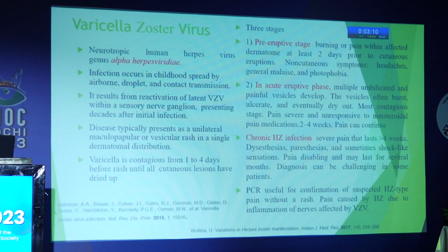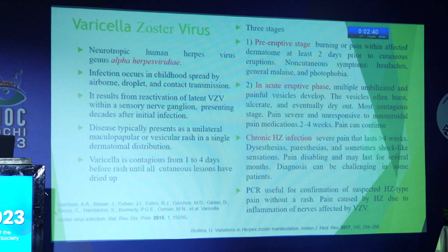So coming to varicella zoster virus, it is a neurotropic human herpes virus of genus Alpha herpesviridae. The infection occurs in childhood and it spreads by airborne droplet and contact transmission. It results from reactivation of the latent varicella zoster virus within a sensory nerve ganglion, presenting decades later after the initial infection. The disease typically presents as a unilateral maculopapular or vesicular rash in a single dermatomal distribution.